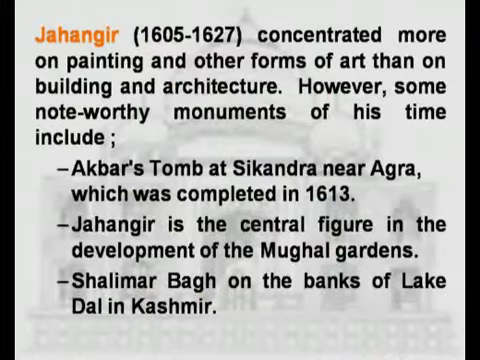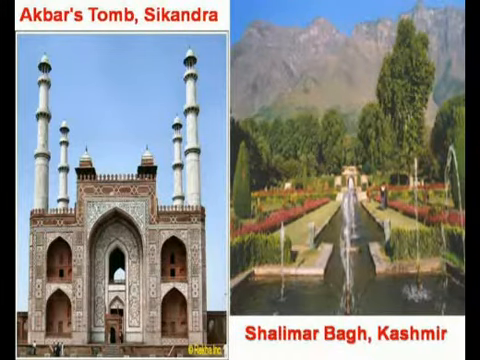The next ruler, Jahangir, concentrated more on painting rather than on architecture. However, there are some noteworthy monuments of his time, like Akbar's tomb at Sikandra near Agra, which was completed in 1613.